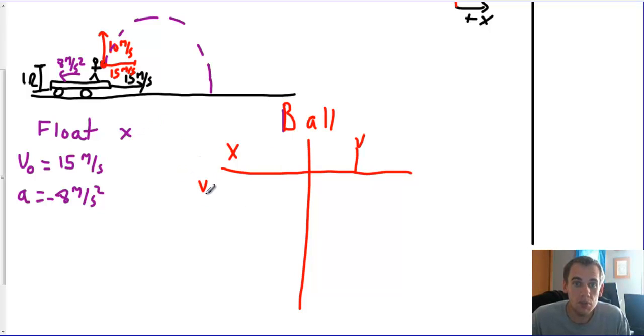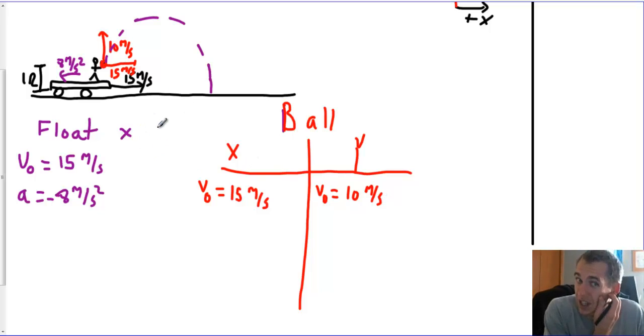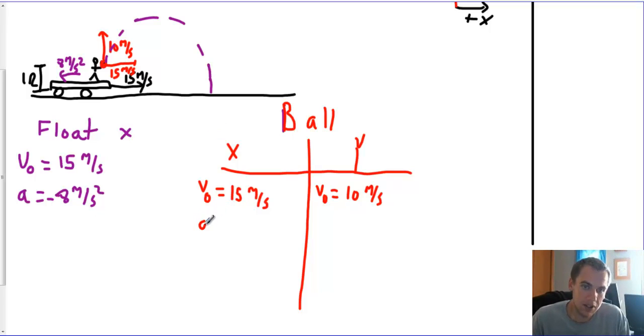Well, I know it's initially moving with the float at 15 meters per second. I know it gets tossed up in the air at 10 meters per second. So that's an initial velocity in y, 10 meters per second. I know that there is no acceleration on the ball because right after it's tossed, the brakes are applied. So the brakes on the float have no effect on the ball, so there is no acceleration in x. However, the ball is going to slow down and come back down because there is acceleration in y, that's gravity, negative 9.8 meters per second per second. It's negative because I chose up to be positive.